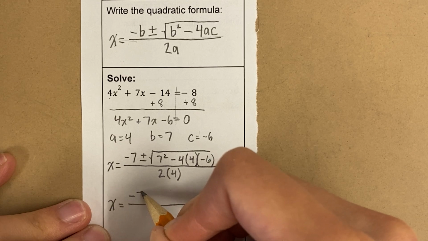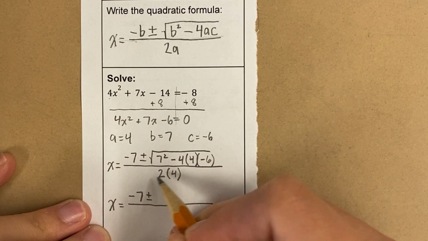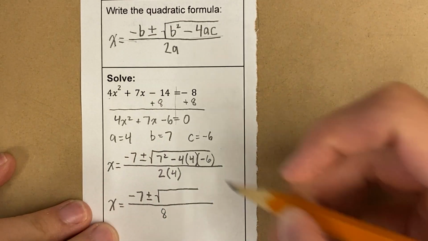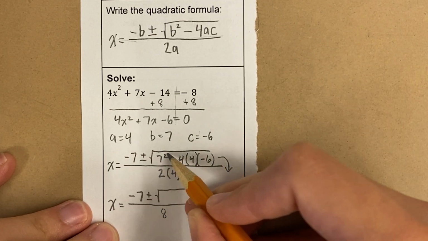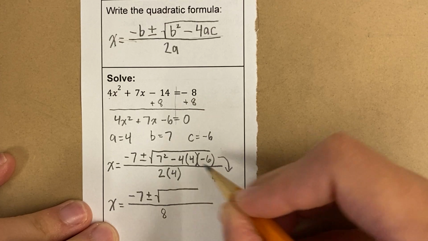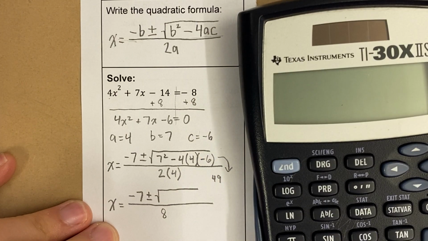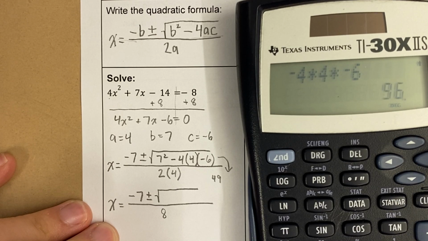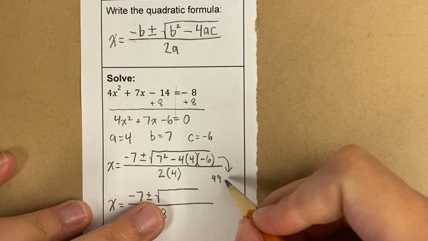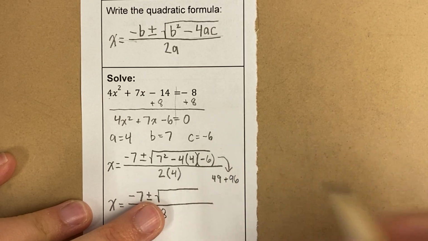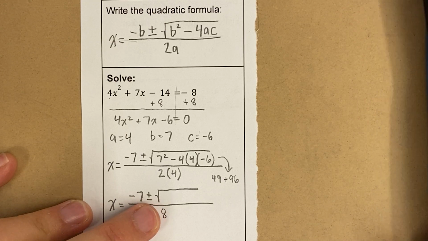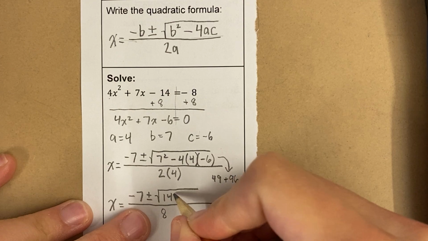Look what I can easily bring down: the -7, the plus or minus, 2 times 4 is 8, the square root sign. I did all that first. Now I'm going to simplify inside here. 7 squared is 49. And then this is -4 times 4 times -6. That's 96, okay? And notice it's positive 96, so I'm adding 96. So now I'm doing 49 plus 96, and I get 145.